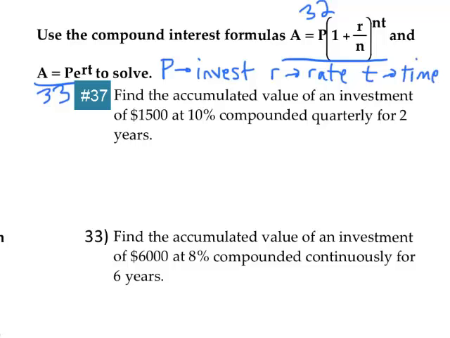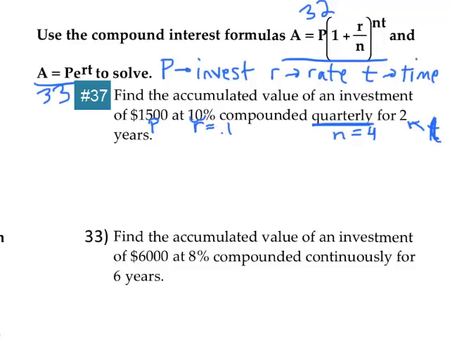And N is the tricky thing. N comes from the compounded part. If we're compounding quarterly, that means N is 4, because we'd get our interest 4 times a year. So this $1,500 is P. This interest rate is R, but we change it to a decimal, so we move the decimal over twice. And then 2 years, that's going to be T.